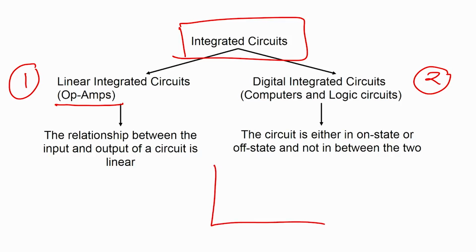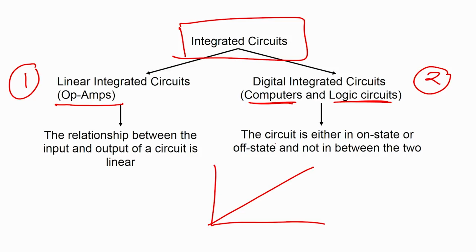What is linearity? Linear, like this. Now, digital integrated circuits: computers and logic circuits use digital integrated circuits. As we see here, the relation between the input and output of a circuit is linear, of course, and that is why it is called a linear integrated circuit. So the relation should be linear, between the input and the output.